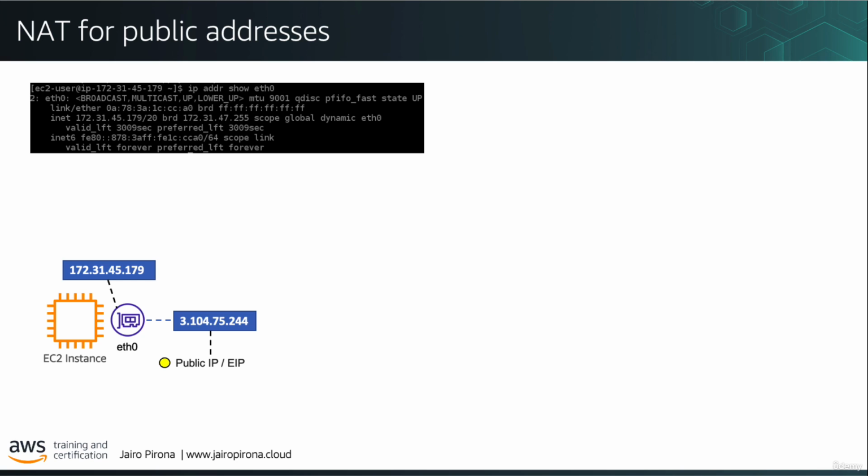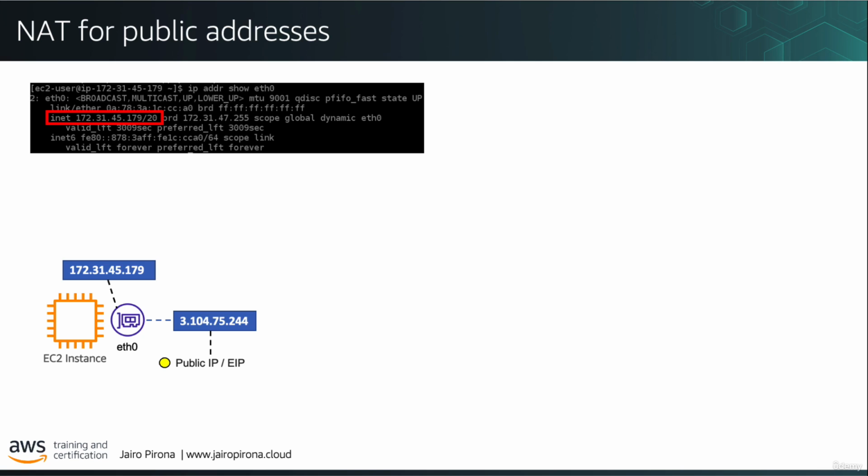Now, you'll notice that we have the private IP address here. Normally, on most servers, if you have a public IP address, it will be configured and you would see it here, but EC2 doesn't. It only sees the private IP address. The public IP address does not exist anywhere on your EC2 instance. Your instance doesn't know anything about that public IP address.